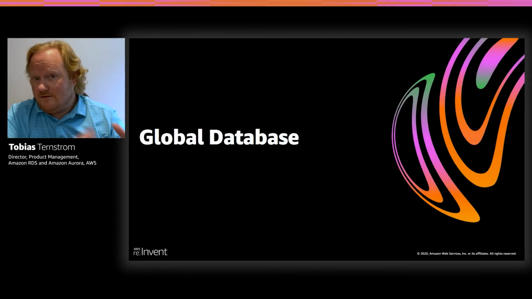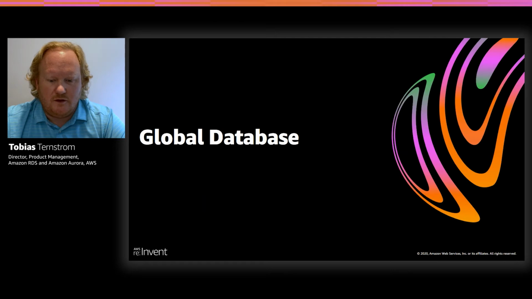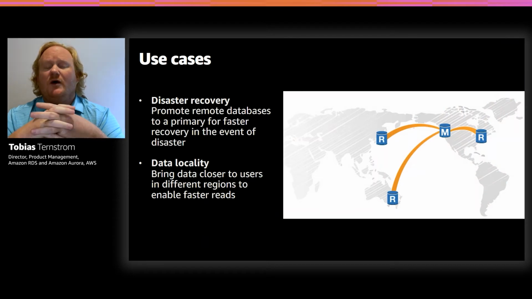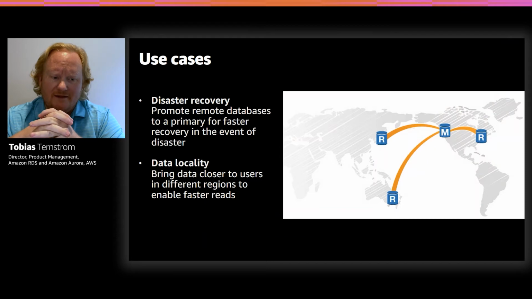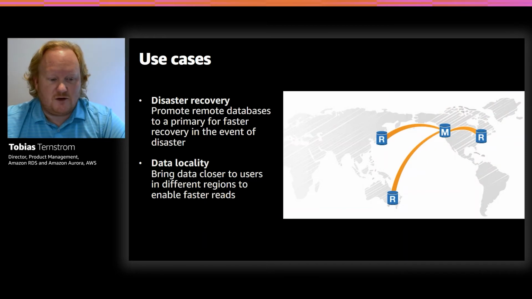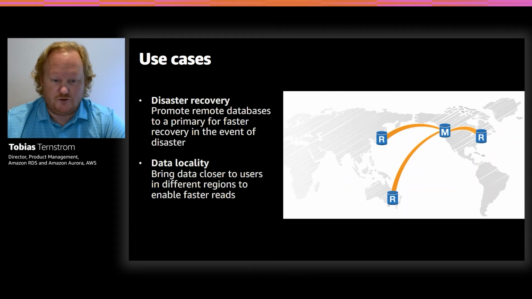Okay, so then we have a little bit of an intro into Aurora and databases. Let's go into global database and see what we're doing there and what that's all about. There are 2 primary use cases for global database. One is disaster recovery, and one is data locality, or bringing data closer to users.